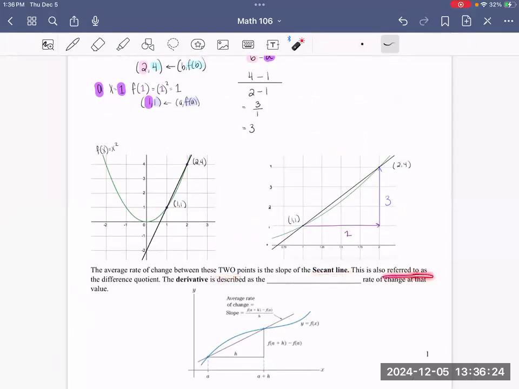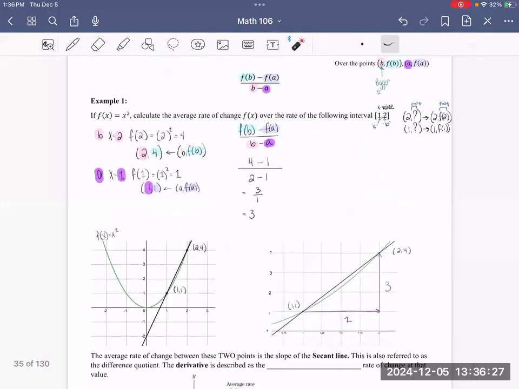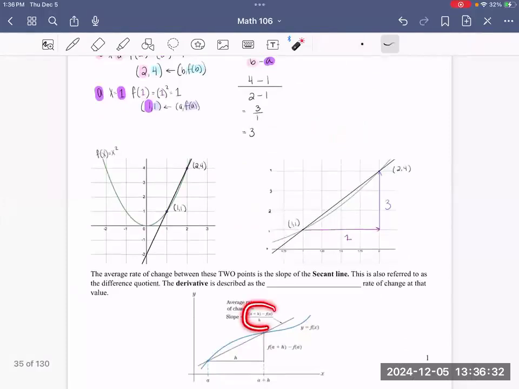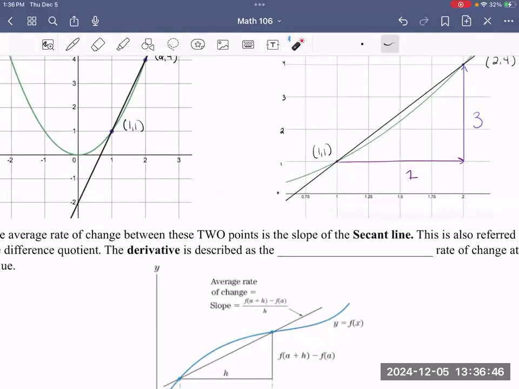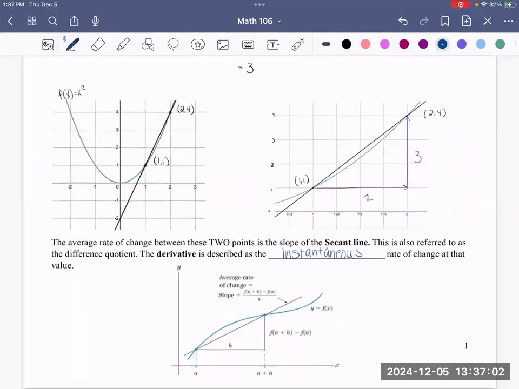This is also referred to as the difference quotient. Your difference quotient is a variation of this, but in just different variables. It's the same equation, just using different variables, pretty much. It just is the derivative described as the instantaneous rate of change at that value.